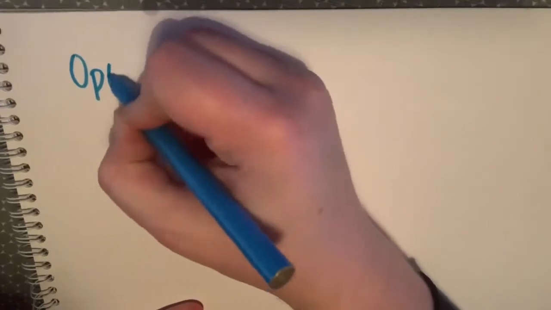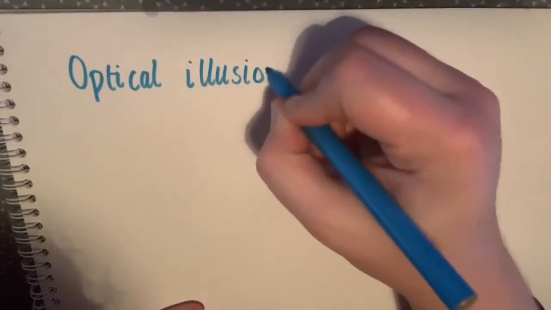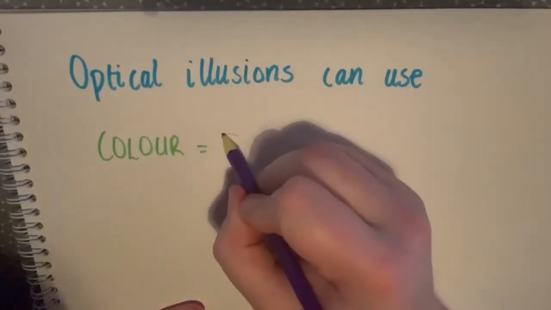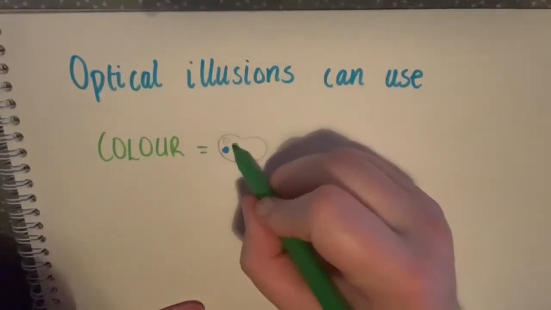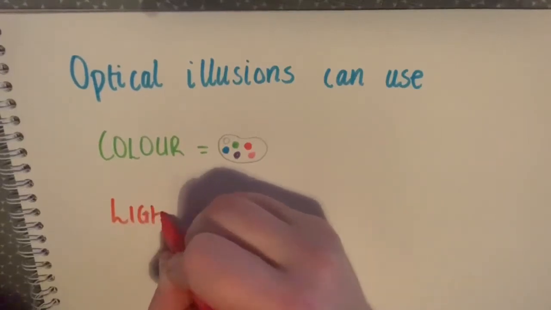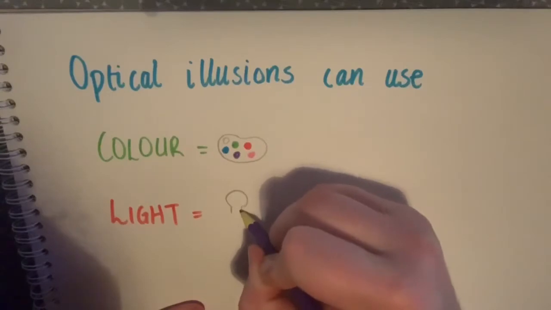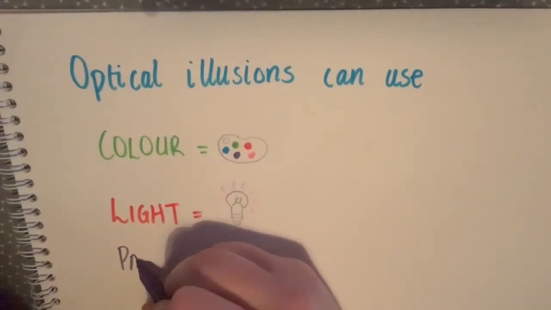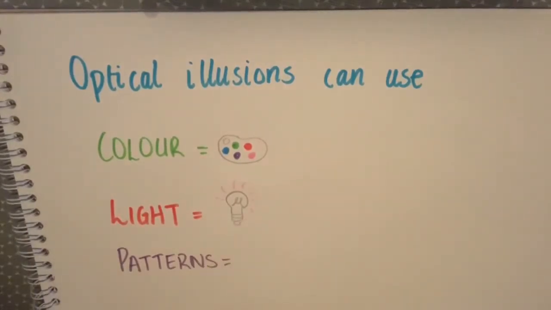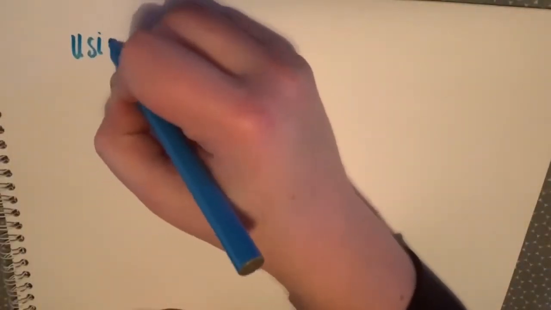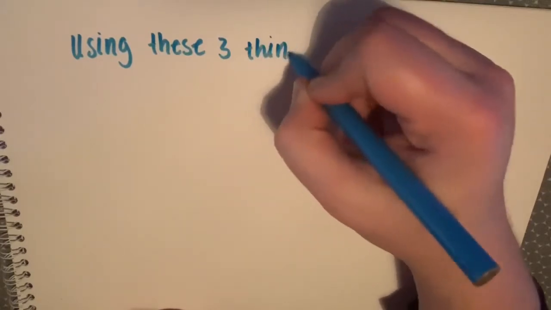Today we're going to be making our own optical illusion. Optical illusions can use colour, light and patterns. Using these three things, we can make images that may be deceptive or misleading to our brains.